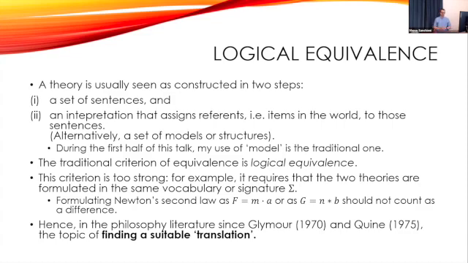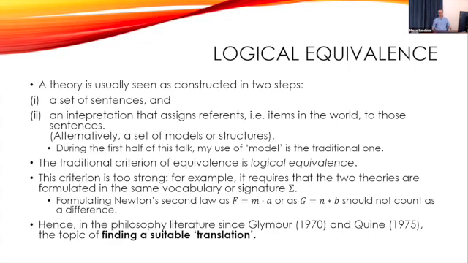Okay, so the traditional criterion of equivalence in this tradition is, of course, logical equivalence, but it has been argued by many people that this criterion is too strong. In particular, logical equivalence requires two theories to be formulated using the same signature, same vocabulary. And so if we formulate Newton's laws as F is n times A using the dot, or we formulate them as G is n times B, where instead of using a dot, we use a star, then this should not count as a difference. And yet, the strict criterion of logical equivalence would tell us that it is.